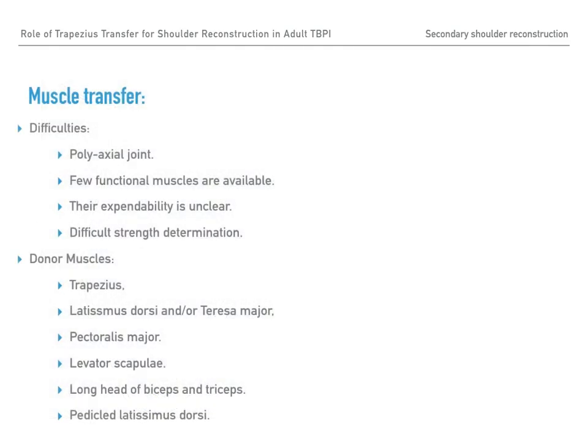The second option for shoulder reconstruction is muscle transfer. The difficulties in muscle transfer are that the shoulder joint is a polyaxial joint and few functioning muscles are available due to involvement of muscles supplied by the injured brachial plexus. Their expendability is unclear and strength determination is difficult because of the complex interaction of forces in the shoulder girdle. Donor muscles available for transfer include trapezius, latissimus dorsi and/or teres major, pectoralis major, levator scapulae, long head of biceps and triceps, and pedicled latissimus dorsi.